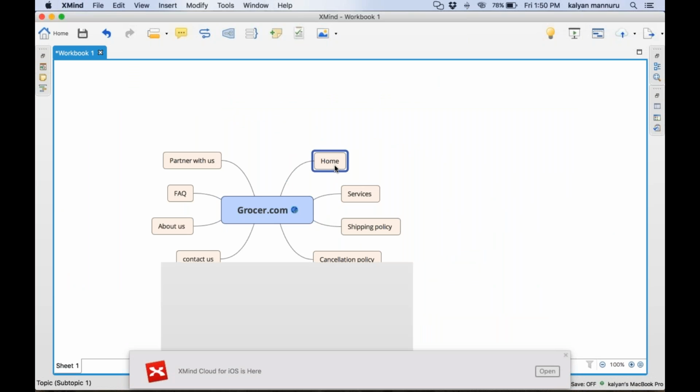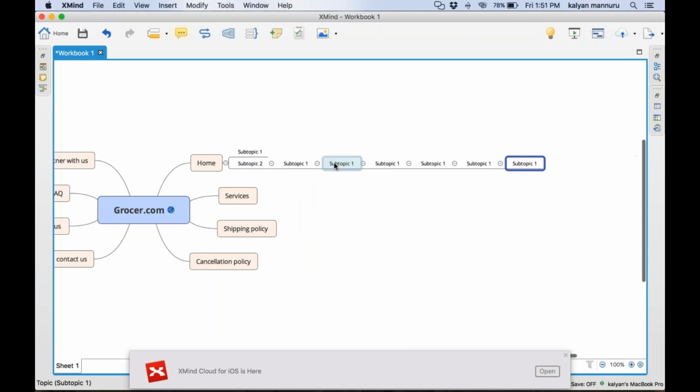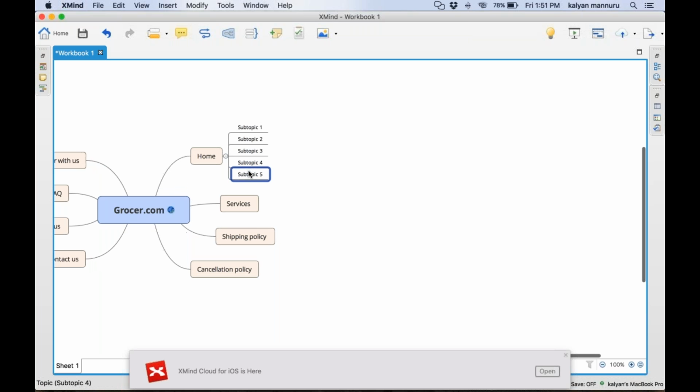So from my home page, I would like to have only four pages. To get a subtopic like this from the node, press tab on your computer. So I'm pressing tab. This is what is happening. I'm deleting now. I'm pressing tab. This is what is happening. So cool. After getting one subtopic, if I want more subtopics, I can press enter again.